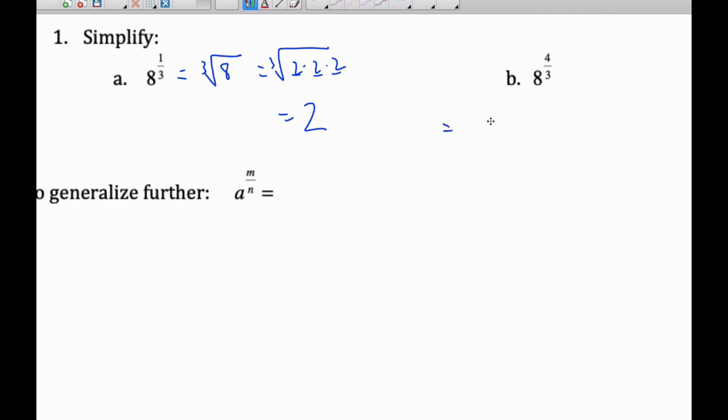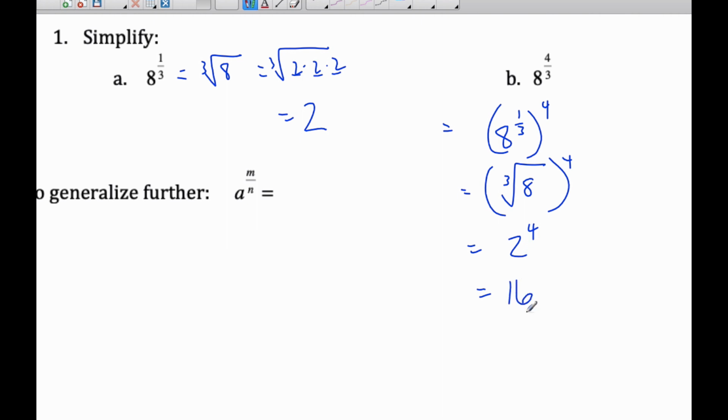So similarly, if I look at this one, well, I know that I could say this is 8 to the 1/3 to the power of 4, which is also the cube root of 8 to the power of 4. Well, that I know is 2. I just did it to the power of 4. So 2 times 2 times 2 times 2 is 16. And so there's different ways to go about doing it.